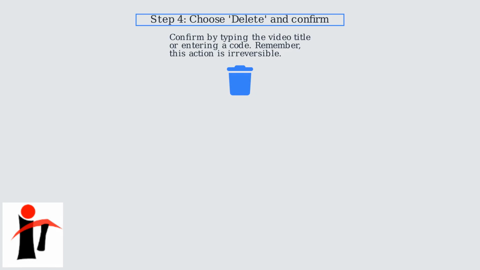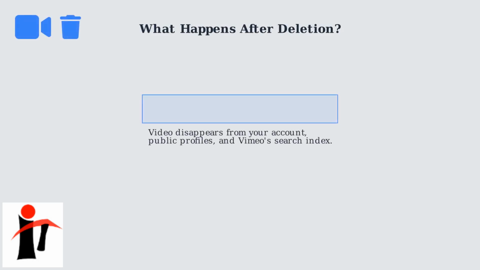You'll likely be asked to confirm your decision, possibly by typing the video title or entering a code to prevent accidental deletions. Remember that deleting a video is irreversible. Once you delete a Vimeo video, it immediately disappears from your account, public profiles, and Vimeo's search index. This means viewers can no longer find or access it directly on the platform.